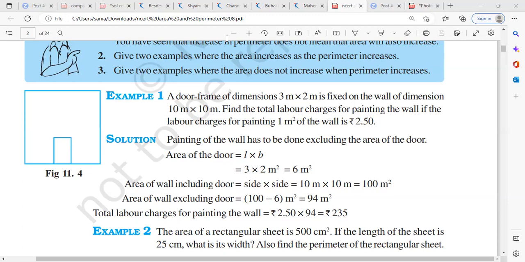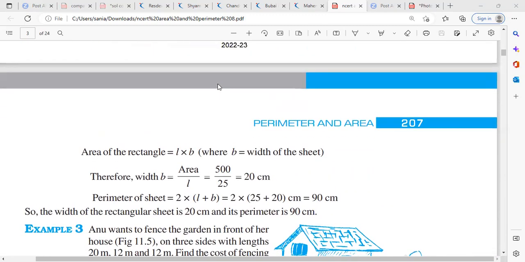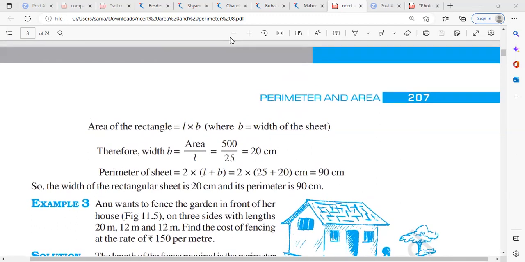Ma'am, done. Okay, what did you get? 90 centimeters. Okay, good. Now next one, example number 3. Okay, ma'am.